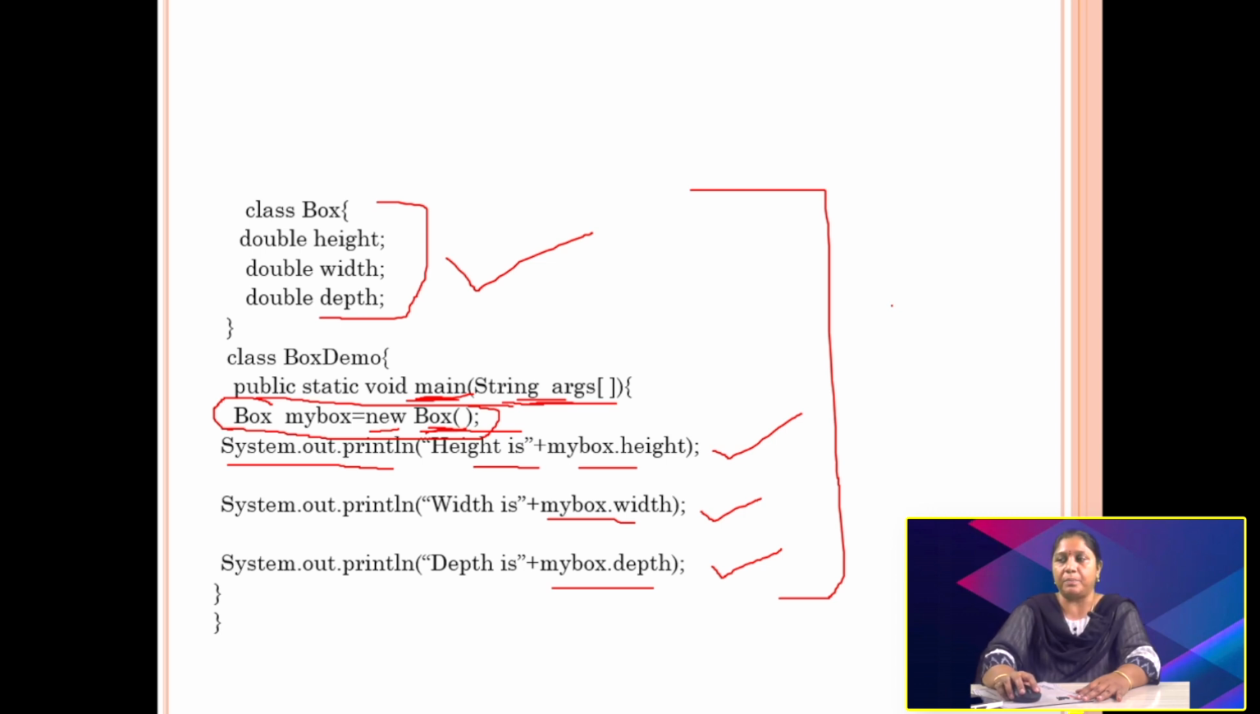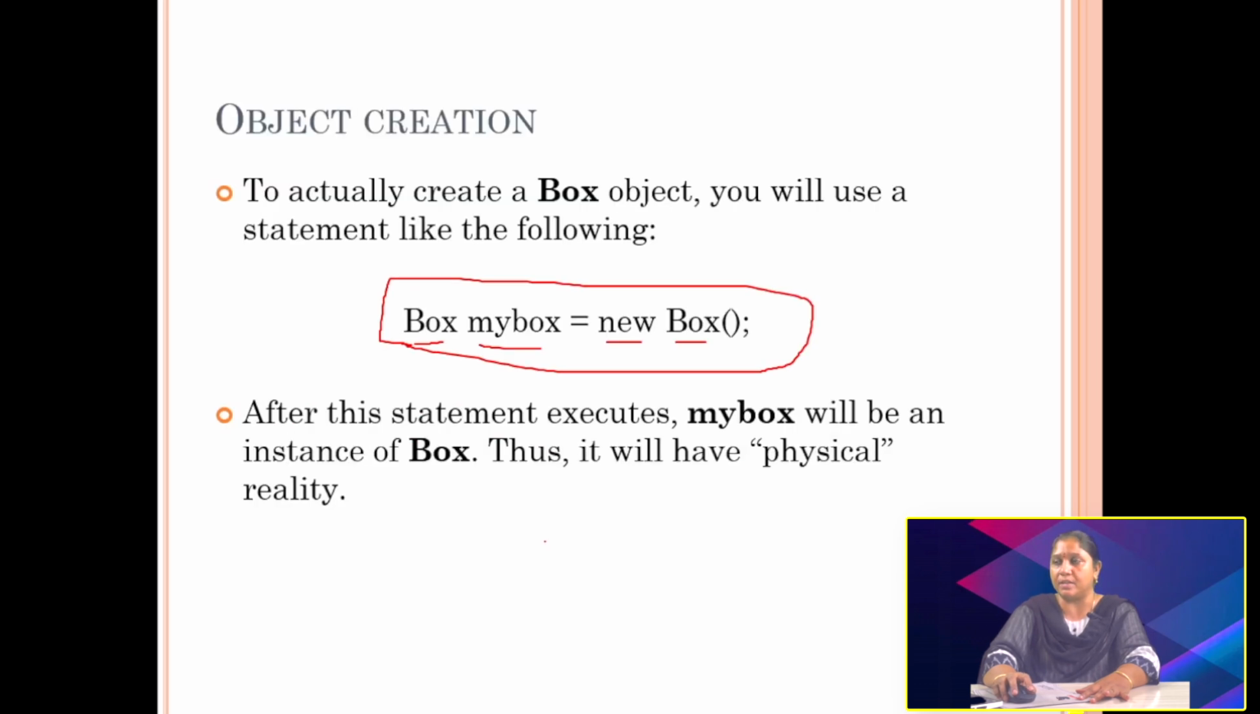Again, I'll repeat how to create an object. The syntax is, first you need to mention the class name, for whichever type of object you want to create. Next you mention the object name is equal to new, which is an operator, and Box is the constructor. A constructor is a special method which has the same name as the class. After this statement executes, myBox will be an instance of the class Box, and thus it will have a physical reality. That is, the memory will be allocated and the default values will be assigned.